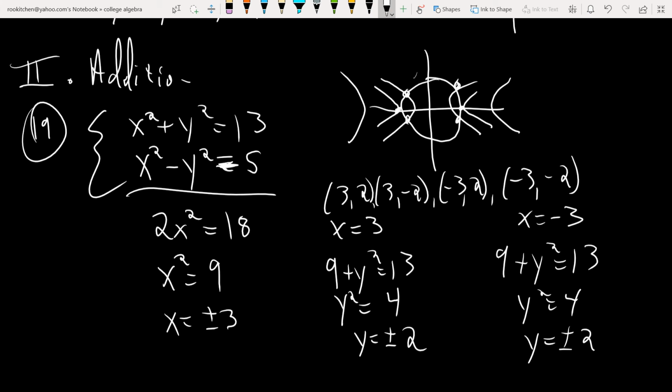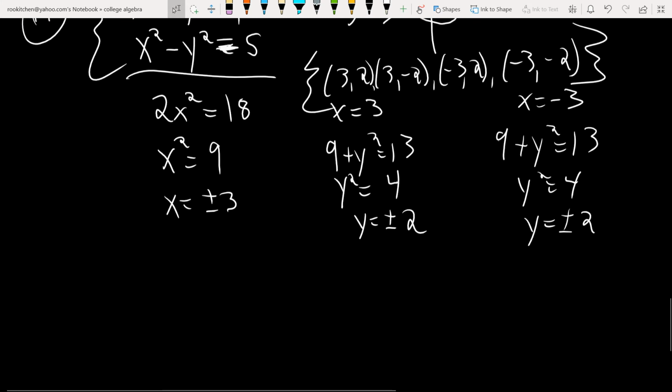So 9 plus 4 is always 13. Those always work. And then 9 minus 4 for all of them. You square them all, that's always going to be true. So those all work, and there's our solution set. Let's get 4 solutions. Let's try another.